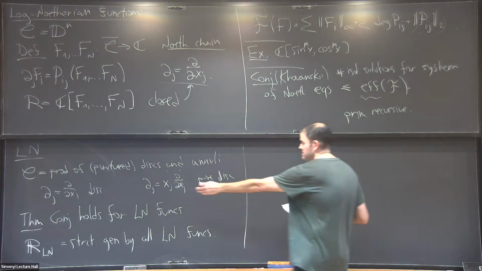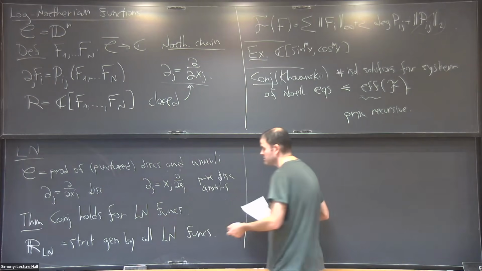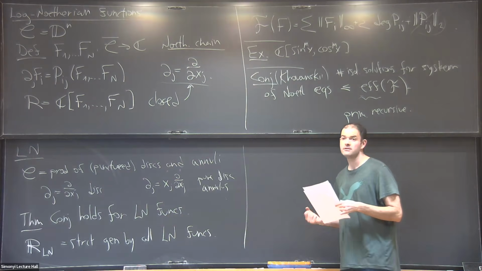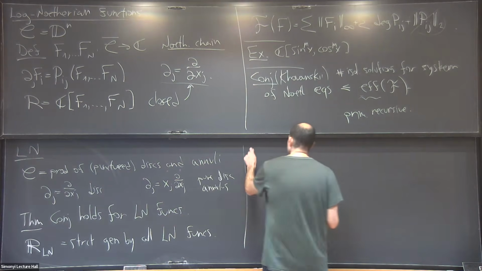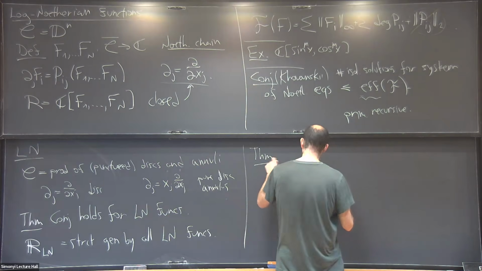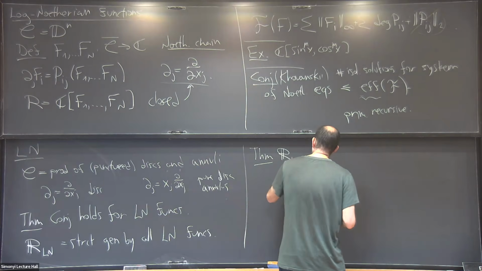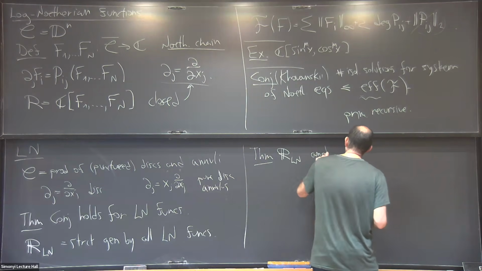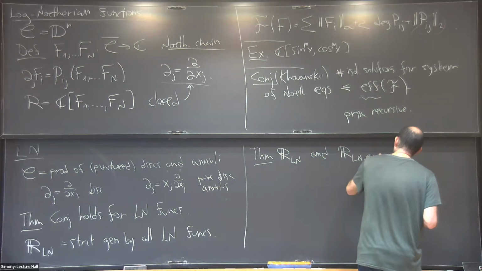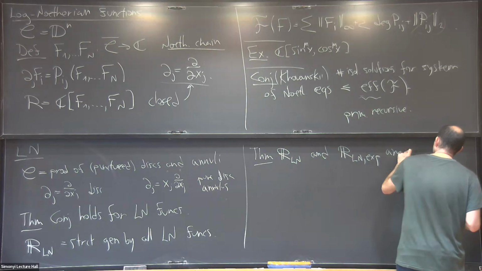Okay, so R_LN is this structure that's generated by all the LN functions. It's o-minimal because it's a reduct of R_N. And the theorem is that this structure is effective. So R_LN and R_LN,exp are effective.